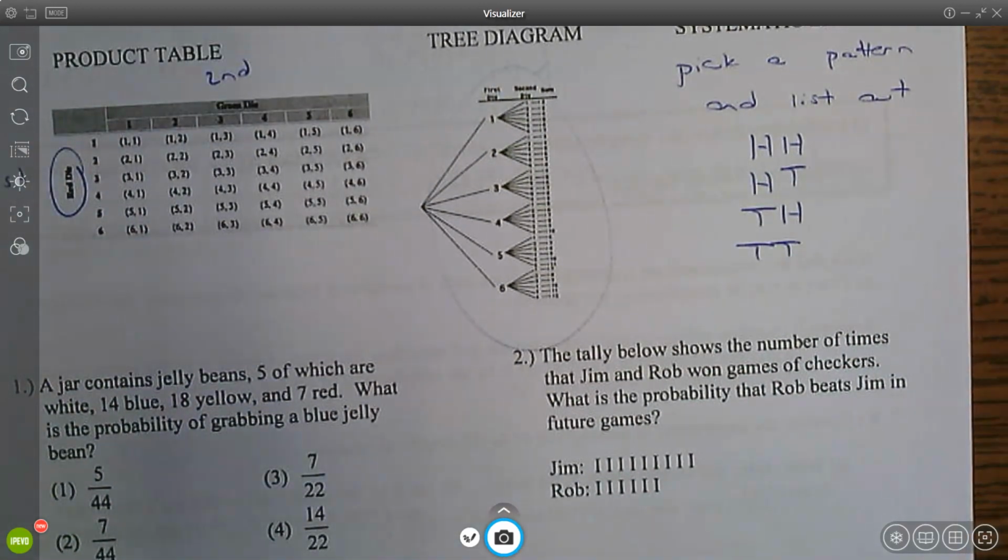So what I want to do is model a couple of examples here on page 3, and then have you practice a couple of these.